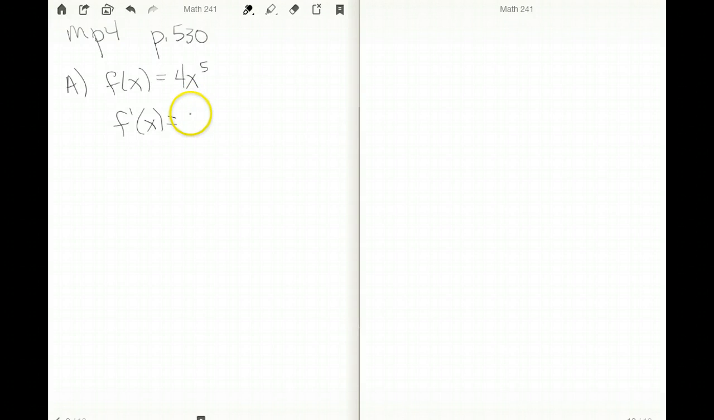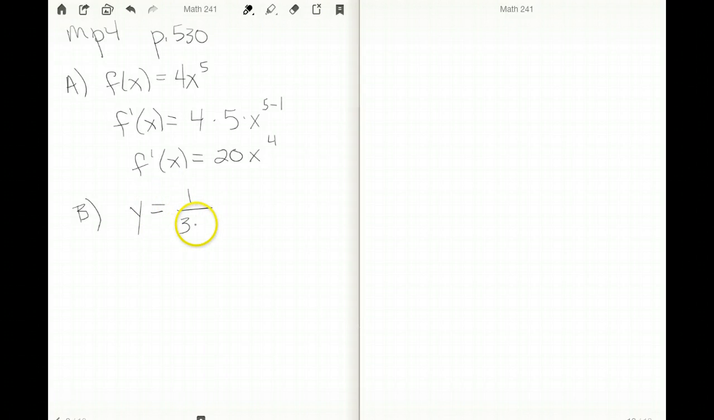So I take the derivative by doing 4 in front. It just stays. Remember, that's our c. And what's the derivative of x to the fifth? Apply the power rule. The 5 comes out front times x to the 5 minus 1. Okay, so f prime of x is 4 times 5 is 20, x to the fourth. Okay, let's try B. So we have y equals 1 over 3x to the third.